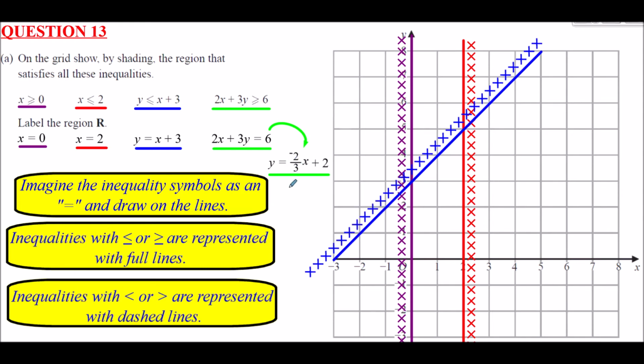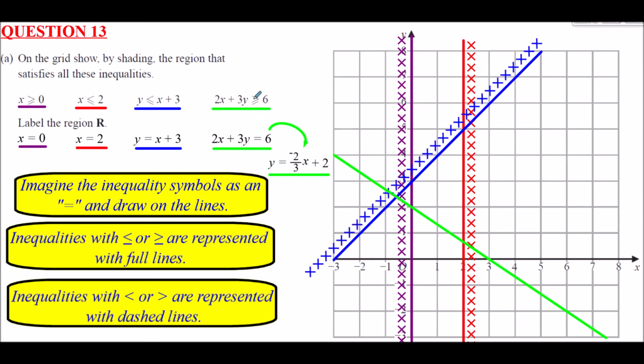So it's going to cut the y-axis at 2, and for every 3 units along, we're going to go down by 2. So it's got a gradient of minus 2/3. So this is a bit harder to plot, but the line y equals minus 2/3 of an x plus 2, or the line 2x plus 3y equals 6, looks like this. That's where you need to draw the line. That's the hardest bit of this whole question.